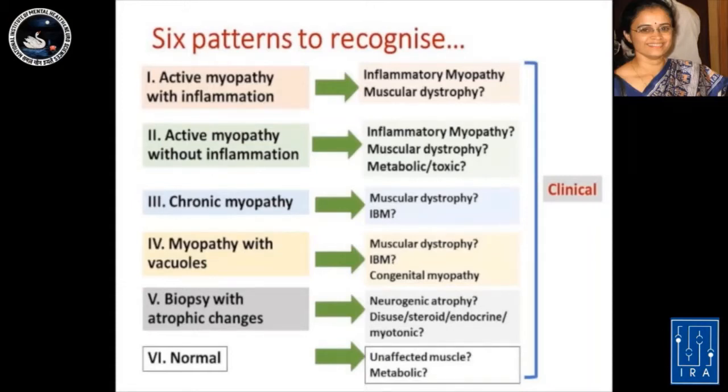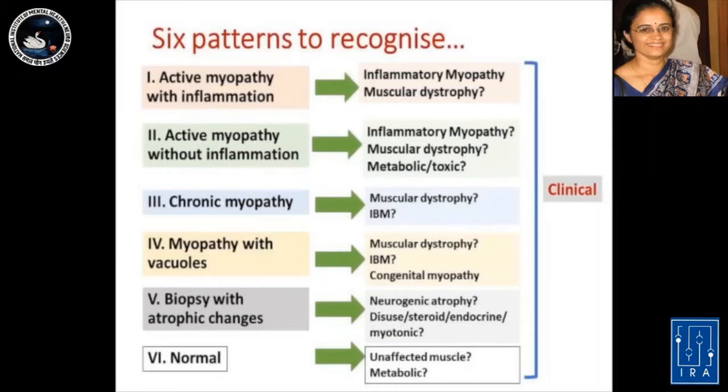So what's very obvious from this slide is that there is a lot of overlap in muscle biopsy features between the various clinical entities. And therefore, the only way to reach an accurate diagnosis is by a close correlation with the clinical features. And this is the reason why we always insist that detailed clinical information must always accompany a biopsy. The more clinical details you provide your pathologist, the more accurate will be the diagnosis that is provided.